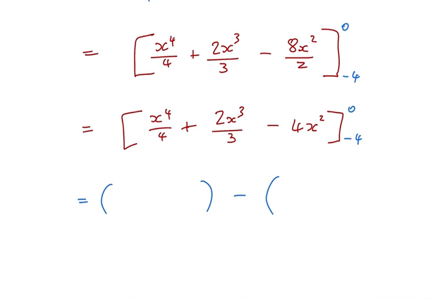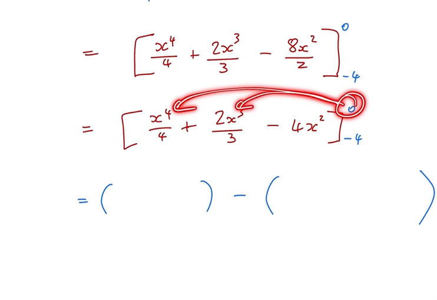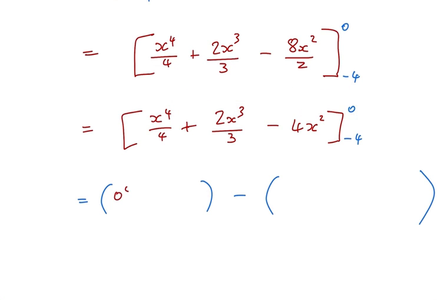So here it comes. Put in my two brackets, give myself enough room. And I'm going to start with the top limit. I'm going to substitute this limit in for all of my x's. Okay, so let's do that. 0 to the power of 4 over 4 plus 2/3 of 0 to the power of 3 minus 4 times 0 squared. And obviously all of that stuff is just 0.